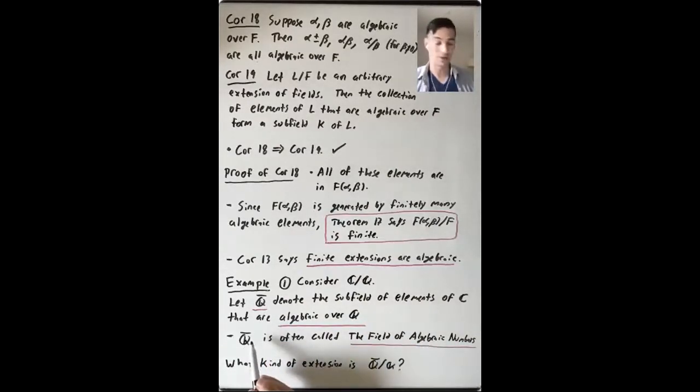This field gets a special name. I think it's actually my favorite field. It's certainly in the top few. Q bar is often called the field of algebraic numbers. And so now we can ask, what kind of extension is this? That's not a really well-defined question. There are lots and lots of things you could ask. But I'll begin at least by telling you one property of this extension, which is that its degree is infinite.